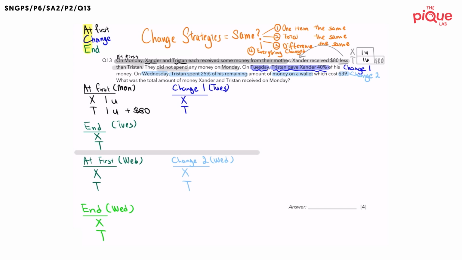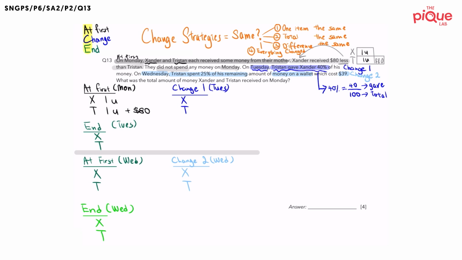At first, 40% may seem overwhelming, but converting it into a fraction can help us to solve this question. How do we convert a percentage into a fraction? Remember, a percentage is simply a number out of 100. So, 40% is equivalent to 40 out of 100. The numerator, 40, represents the portion Tristan gave away. The denominator, 100, represents the amount Tristan originally had. Let's apply this to our at first values from Monday. Instead of working with 1 unit, let's express their money in 100 units for easier calculations.